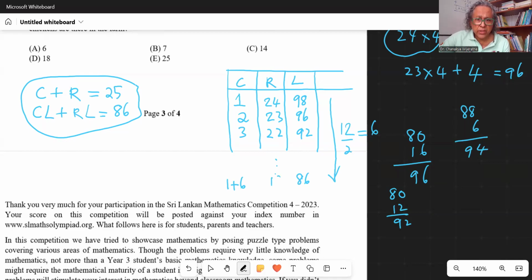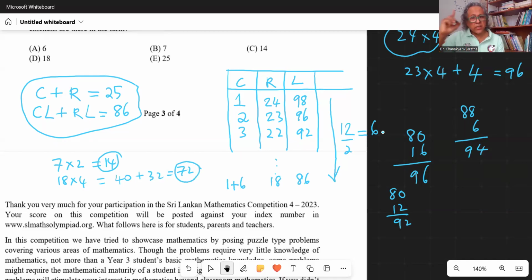18 rabbits. So 7 times 2 is 14, and 18 times 4 is what? 10 times 4 is 40, plus 8 times 4 is 32. So this is 72, and 72 plus 14, if you add them up, you get 86. So the answer is 7 chickens.